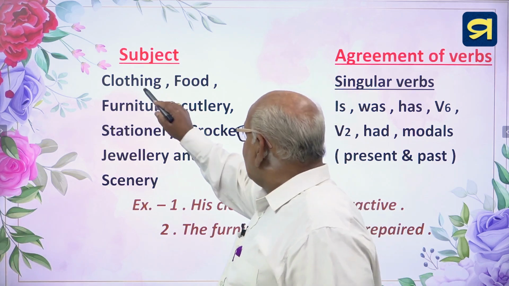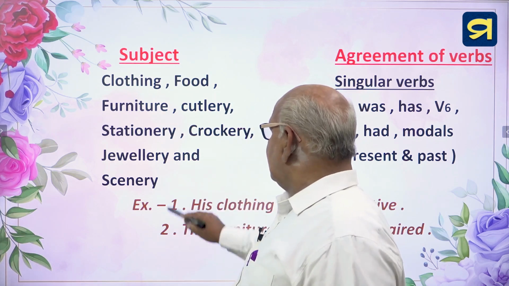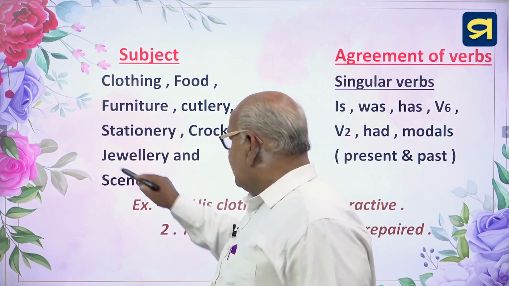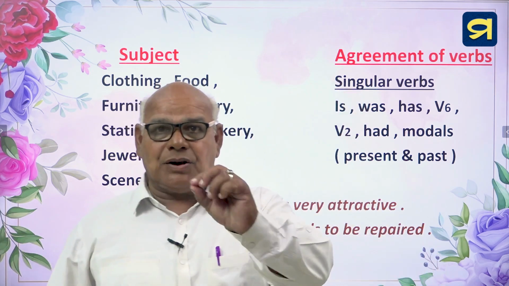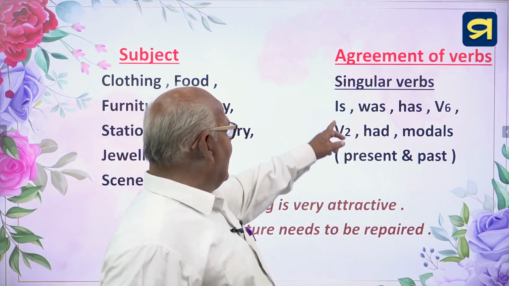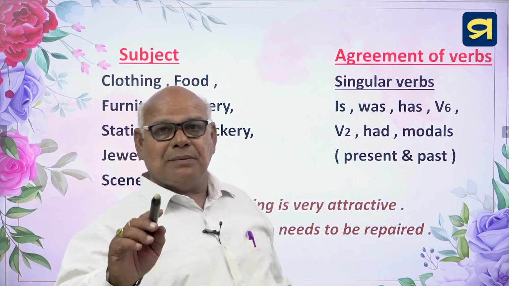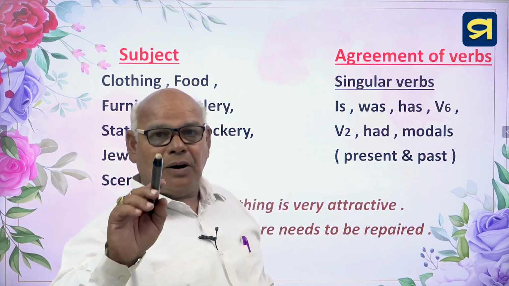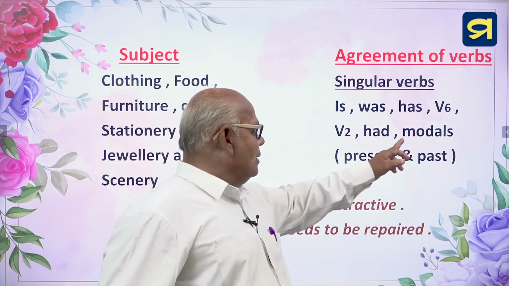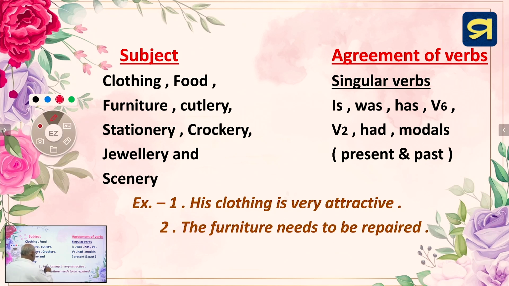If clothing, food, furniture, cutlery, stationery, crockery, or jewelry, one of them, is the subject, then it takes the singular verb like is, was, has, V6. V6 means the S or ES form of the verb, and V2, the past form of the verb, had, and modals, present and past. Now, we will go to the examples.